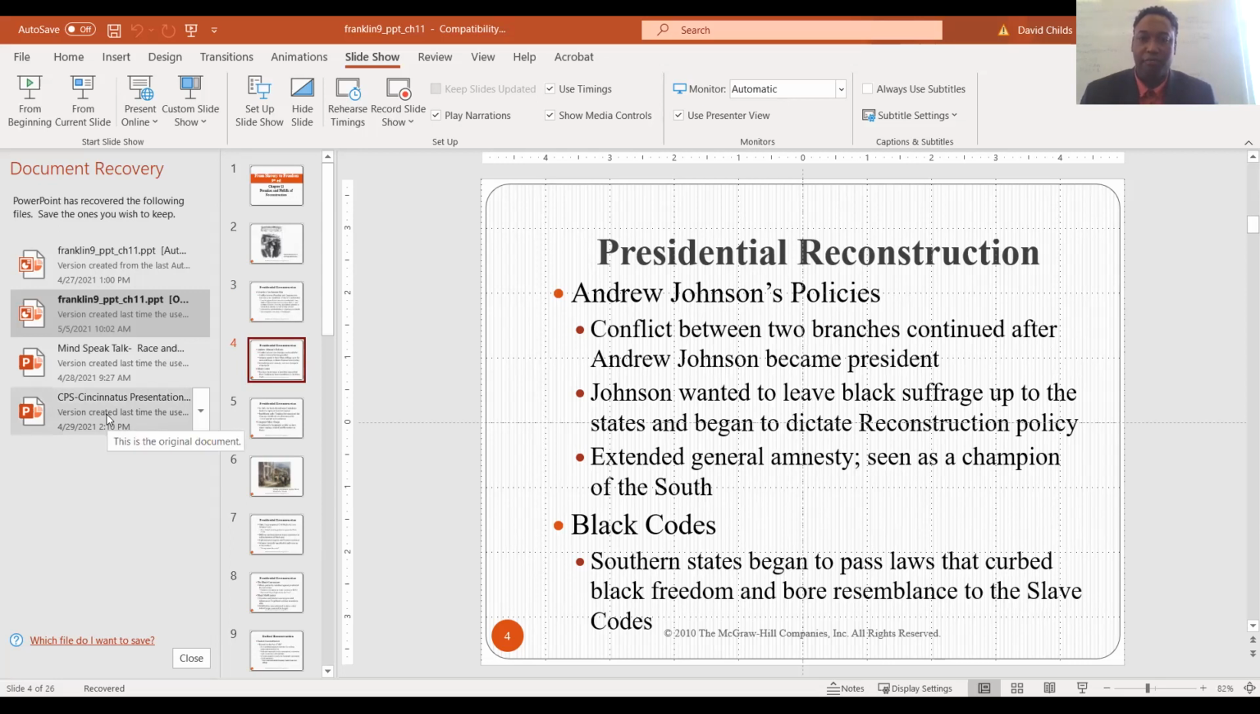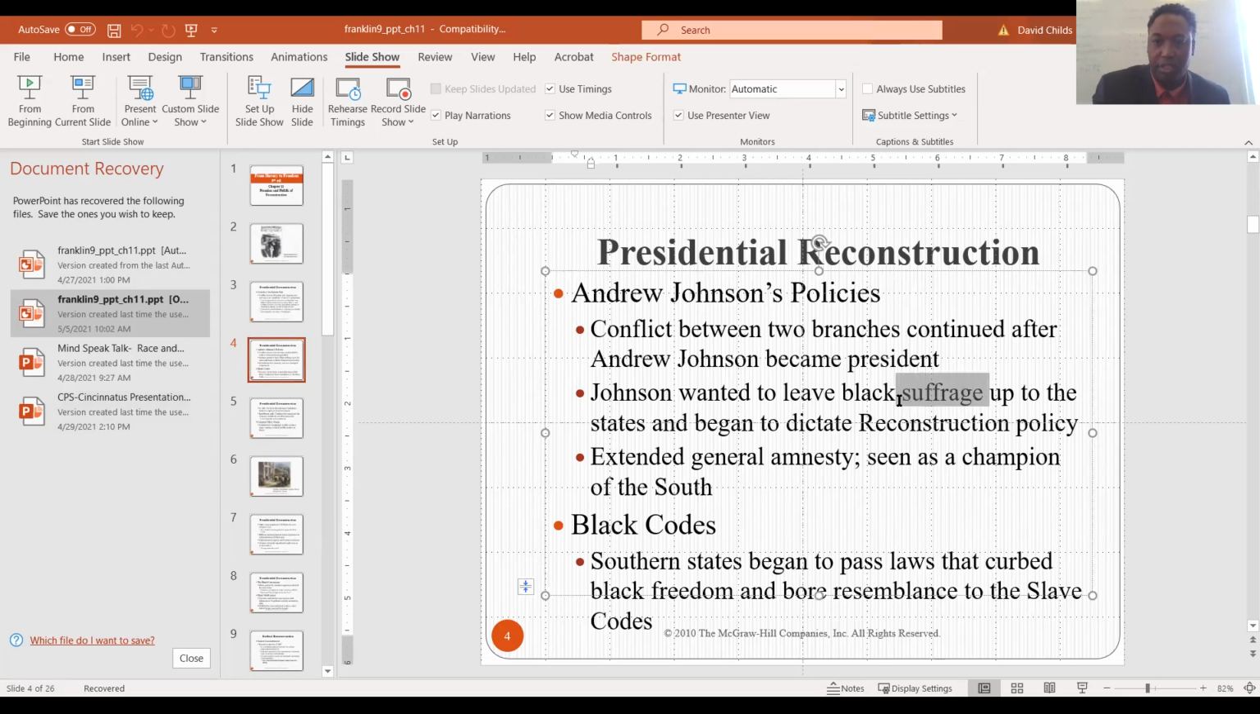But there was a conflict between the two branches after Andrew Johnson became president. Johnson wanted to leave Black suffrage up to the states. In other words, Johnson wanted to give states the ability to decide. Suffrage is another word for voting. So we have enfranchisement, we have suffrage. You can see the word here up on my screen, suffrage. That means voting, okay? He wanted to leave it up to the states whether they wanted to allow Blacks to vote or not.